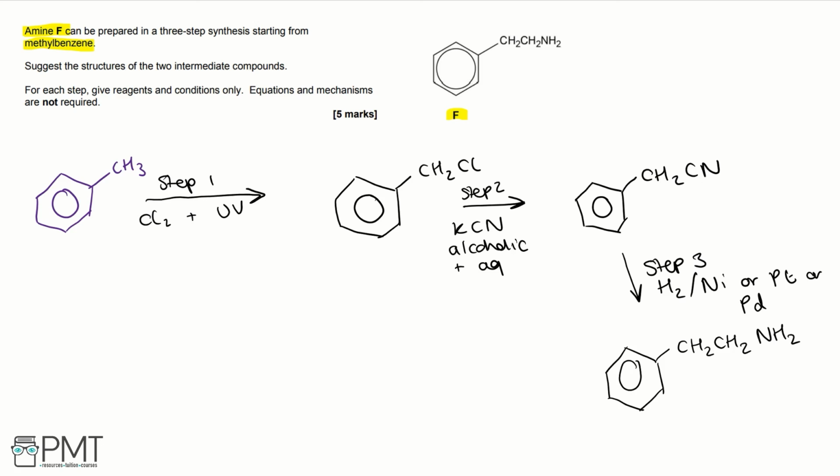To get the 5 marks for this question, you get a mark for each intermediate. So that's this structure and this structure. Those 2 get you a mark each. And then you get your remaining 3 marks for each of the conditions for each step. So the chlorine and UV, the potassium cyanide and alcoholic and aqueous, and then your hydrogen and your catalysts get you your 5th and final mark for this question.